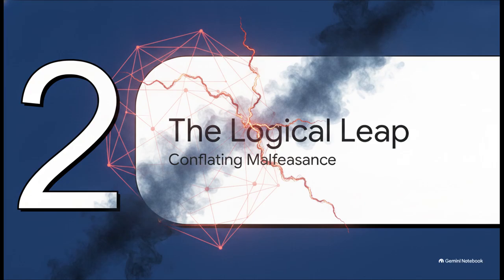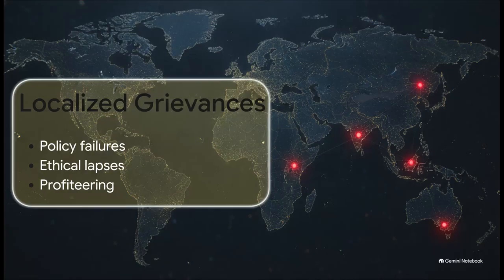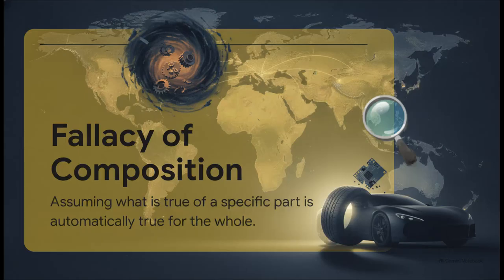Moving on to step 2, the logical leap, which is all about conflating individual malfeasance with structural illegitimacy. So, the source text points out that critics, whether they're from the America First camp or anti-Zionist groups, often build their cases on highly localized grievances. We're talking about things like specific policy failures, ethical lapses by individual politicians, or profiteering within the defense contracting ecosystem. And look, the text fully acknowledges these are real issues, but it highlights that critics use them as undeniable evidence against the alliance as a whole. And that right there illustrates the core trap.